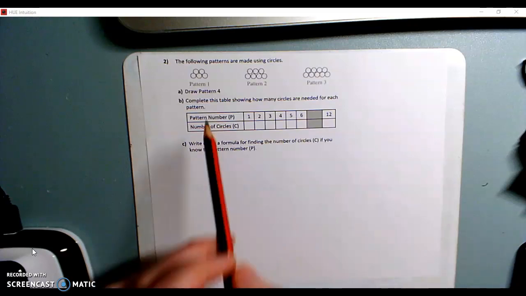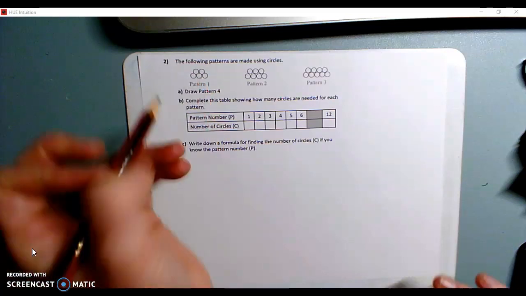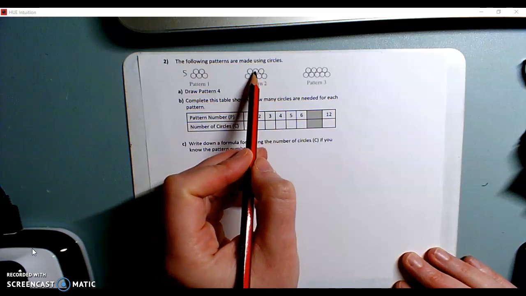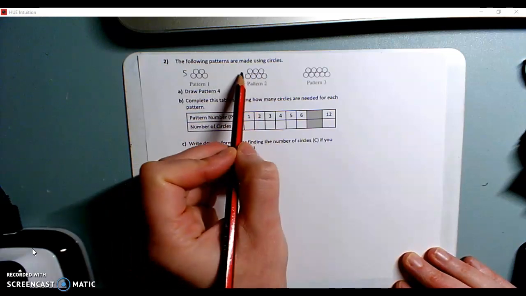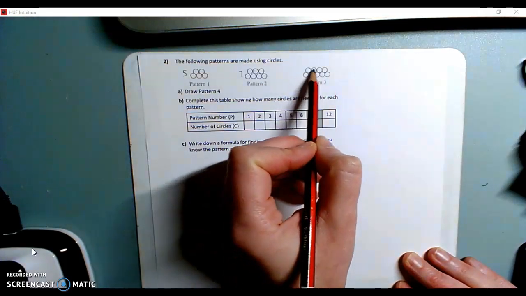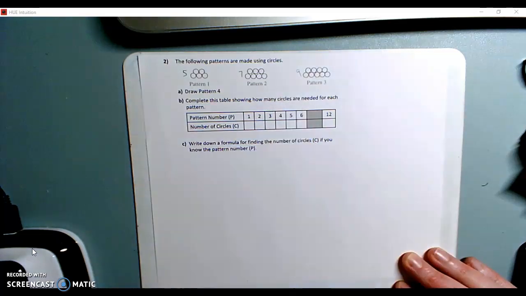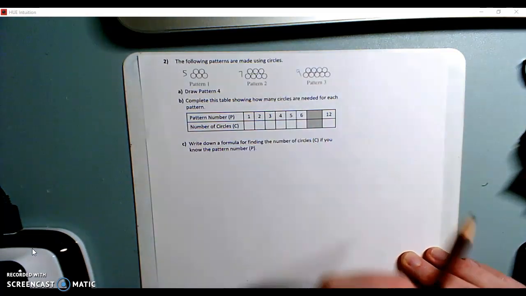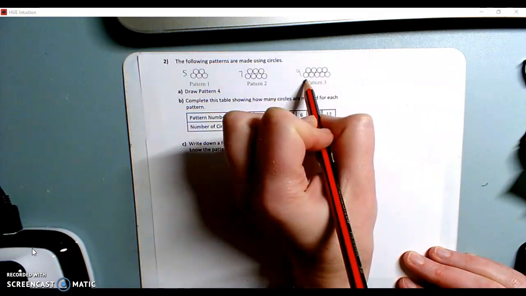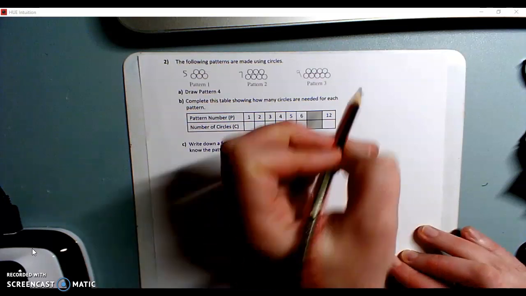So as we notice, in pattern 1, we have 5 circles. In pattern 2, we have our 5 circles plus 2 more, so we have 7 circles. In pattern 3, we have our 7 circles plus 2 more, so we have 9. So pattern 4 is going to have pattern 3, but then 2 more circles.